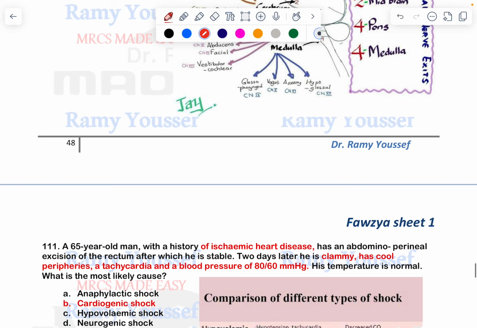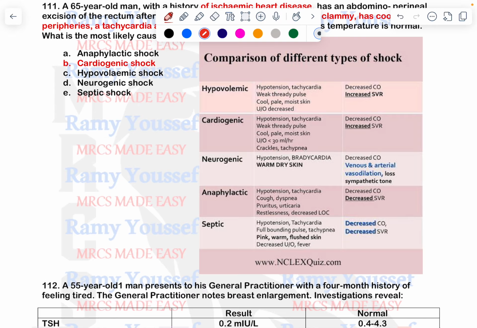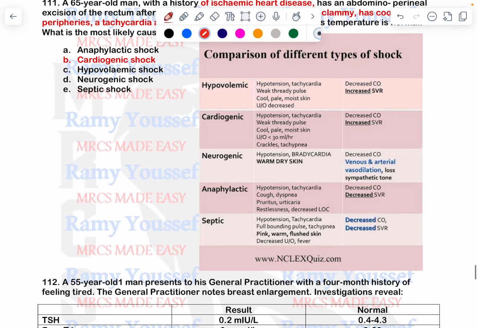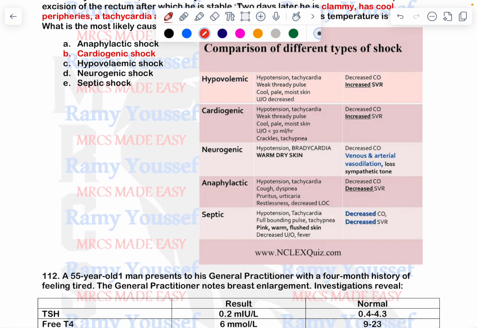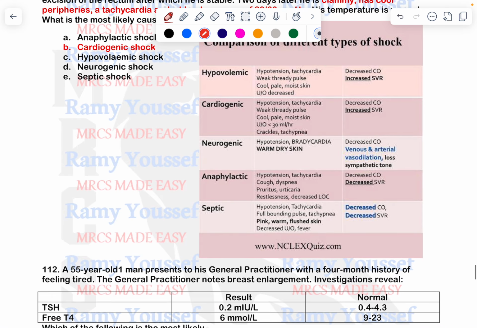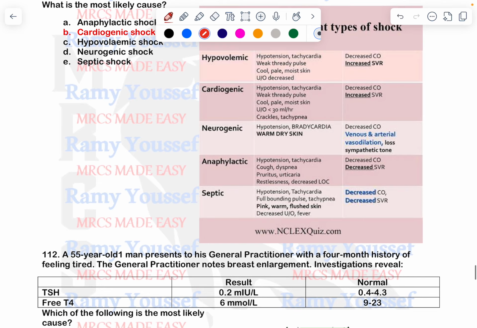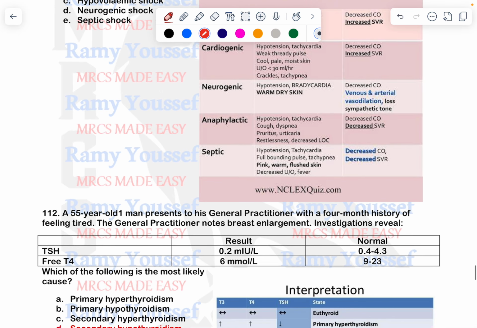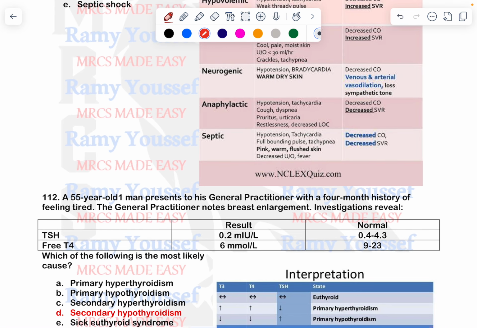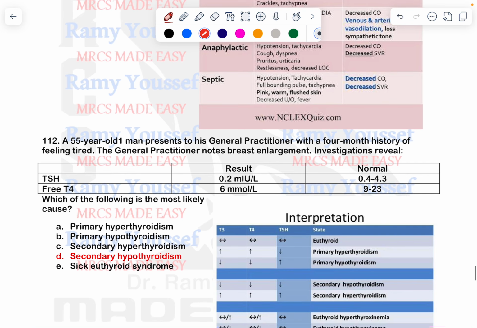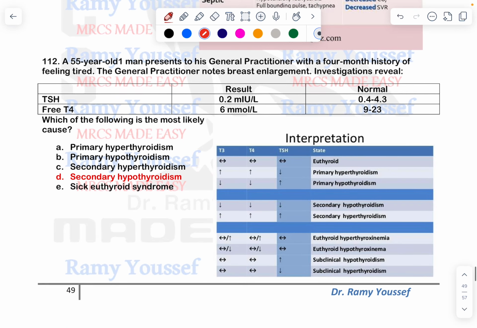A 55-year-old man presents to the GP with a history of feeling tired. The general practitioner notes breast enlargement. Investigations reveal TSH is low and T3 is normal. Which of the following? Primary, secondary hypothyroidism. This is secondary.